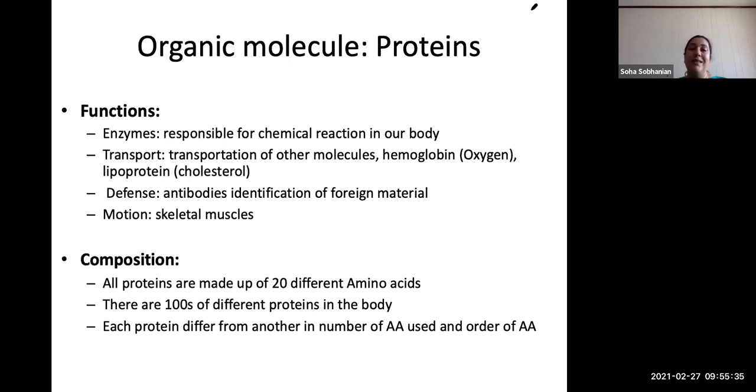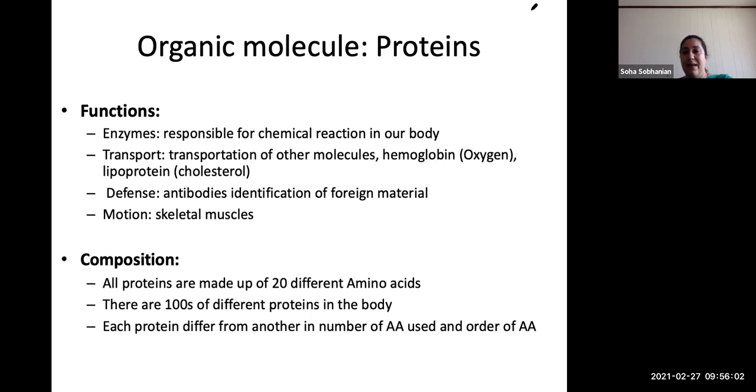Inability to do something in our body probably can be backtracked to an enzyme. Diseases such as Alzheimer's, Parkinson's, multiple sclerosis, all of these have to do with proteins not being able to do their job, or proteins doing something they're not supposed to do, or enzymes doing something they're not supposed to do.